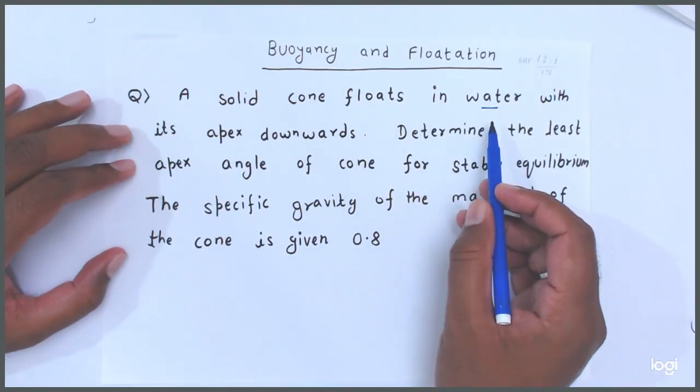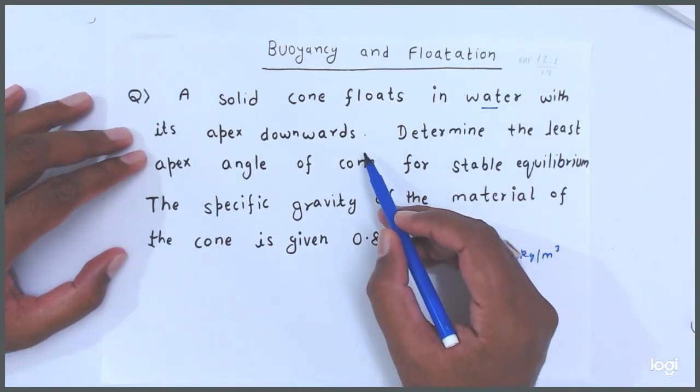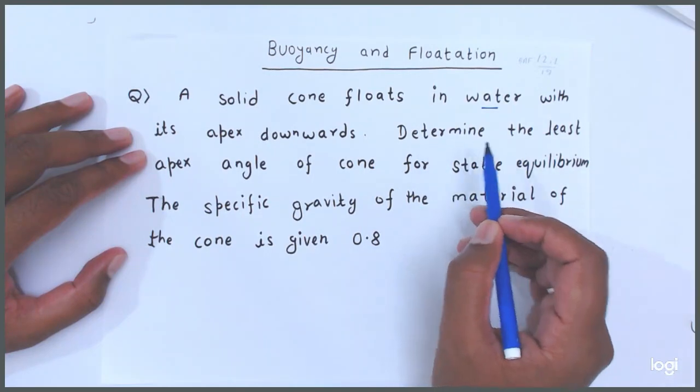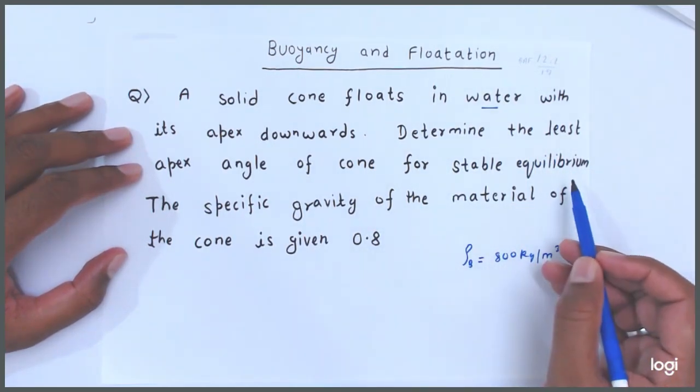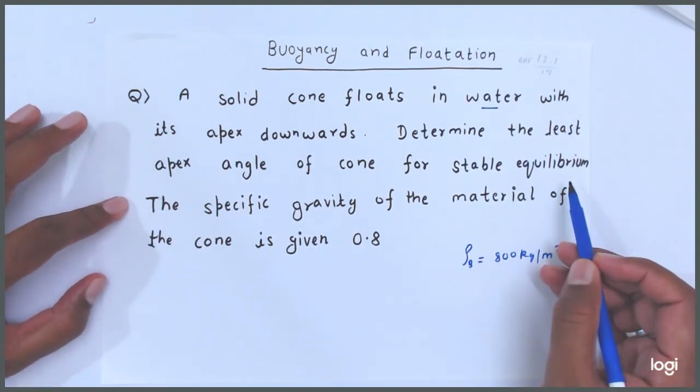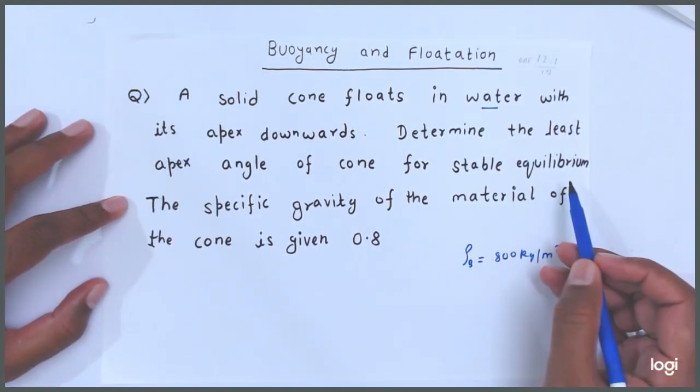A solid cone floats in water with its apex downward. Determine the least apex angle of the cone for stable equilibrium. The specific gravity of the material of the cone is given as 0.8.